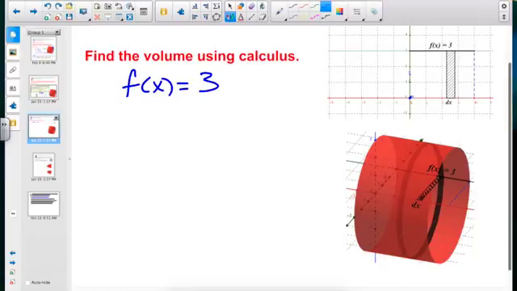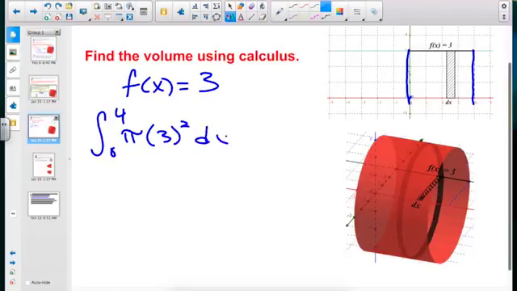And where are we accumulating our disks from? From what starting point to what ending point? 0 to 4. So 0 to 4, and then we have a pi here. Our function is 3. So we're integrating that base area, and we're stacking that up from 0 to 4.